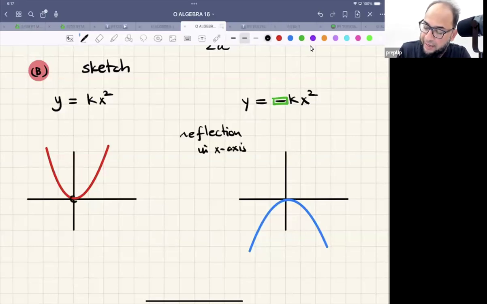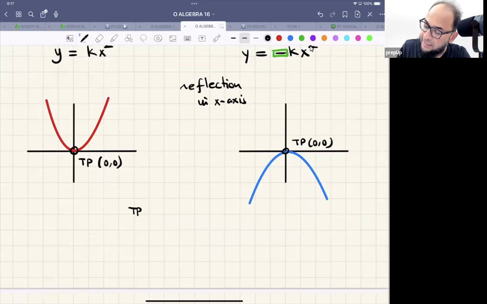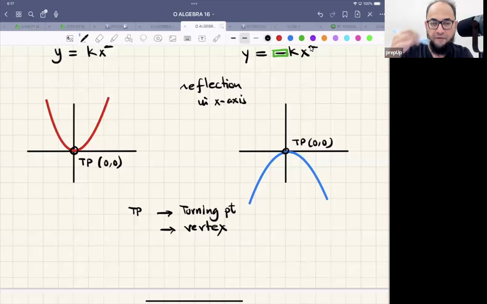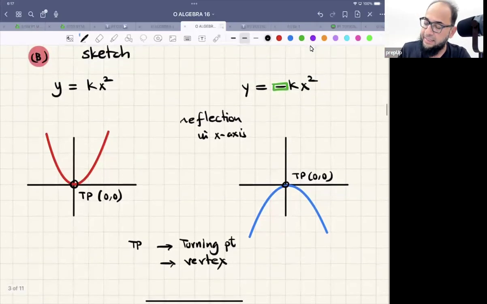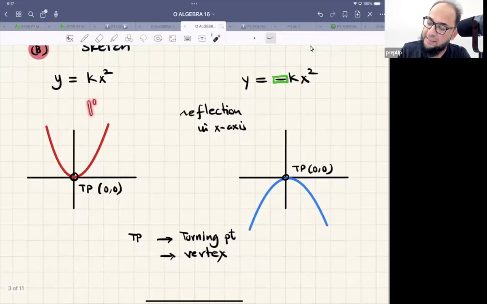If it's y is equal to kx square, the turning point, TP stands for turning point. So that is TP. This is 0, 0. TP stands for turning point where the graph turns. It's also known as the vertex. So that's where the graph turns around. This is a happy face graph. This is a sad face graph. That's how the graph is.